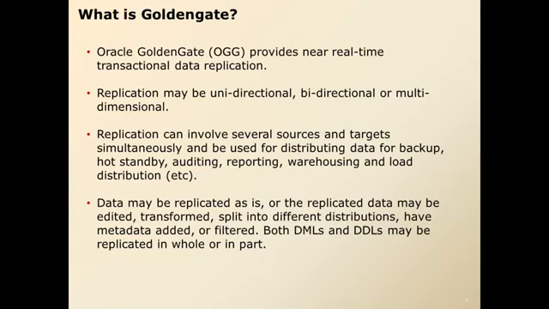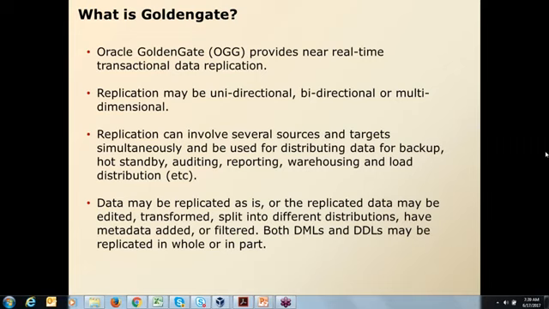One major advantage with Goldengate is you can replicate the data as it is, or the replicated data may be edited, transformed, split into different distributions. So with Goldengate it is possible to filter out the data or transform the data as per your requirement. By filtration we mean that, suppose on source you have 10 rows and you want to replicate the data of 5 rows only. It is possible to do with Oracle Goldengate.